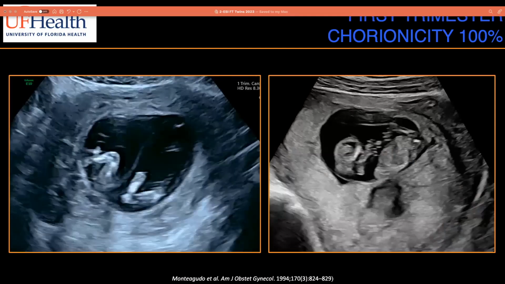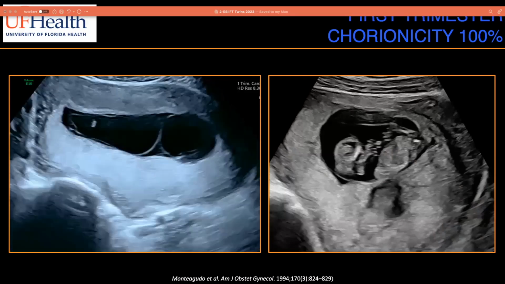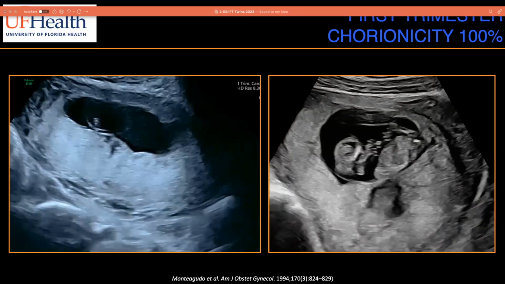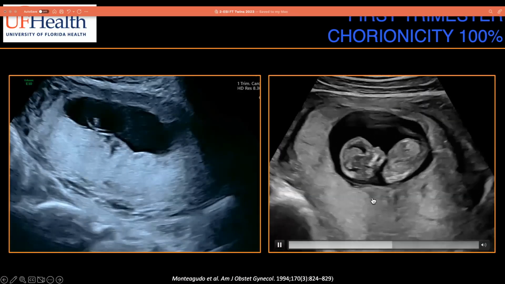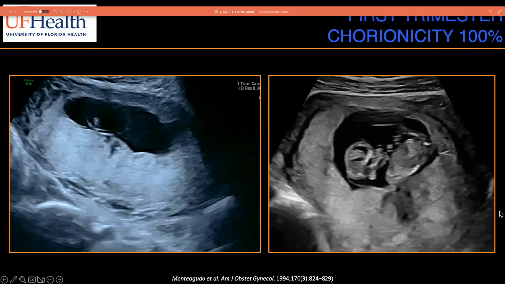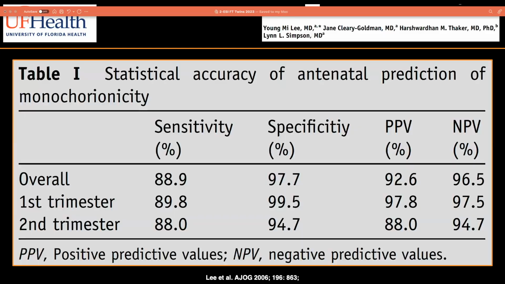Let's look at the images on the left. You will see that there is a very thin intertwin membrane. There's no clear lambda sign. Contrast here with lambda signs on either side here and here. So the ones on the left are mono-di. The ones on the right are di-di twins.